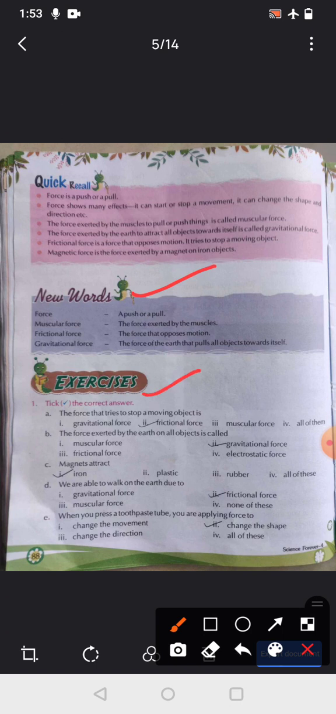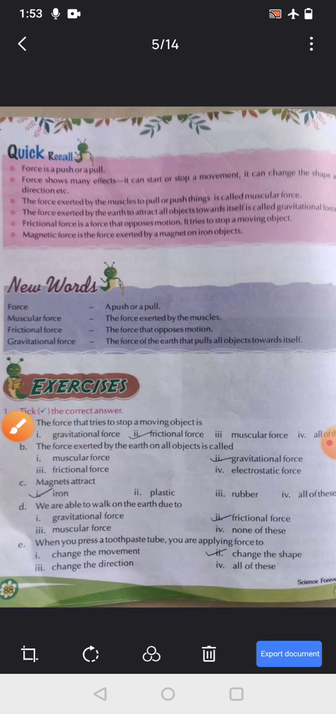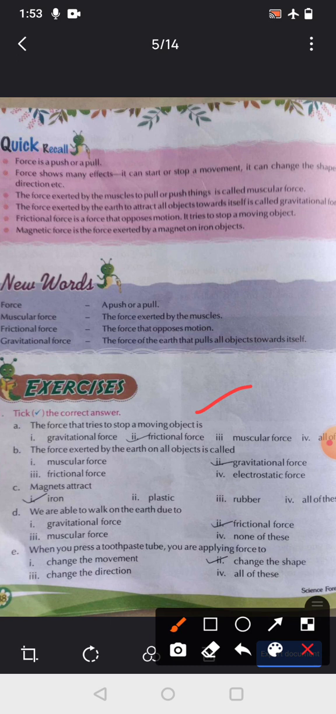Now we'll start with the exercise. Number one is to choose the correct answer. For every question, four options are given. You have to find the correct option and then make a tick. Number A, the force that tries to stop a moving object is frictional force. I already told you that the force that opposes motion, or tries to stop a moving object, is frictional force. Number B, the force exerted by the earth on all objects is called gravitational force.